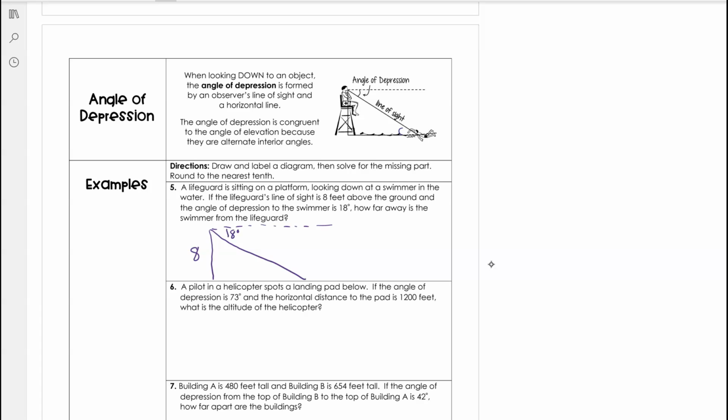That's 18 degrees. But keep in mind, these are treated like parallel lines. So that means the alternate interior angle is also 18 degrees. The question is, how far is that swimmer from the lifeguard? So now we're going to deal with a tangent situation. Tangent of 18 is equal to 8 over x. Cross multiply, divide. You're going to get x is equal to 24.6 feet.